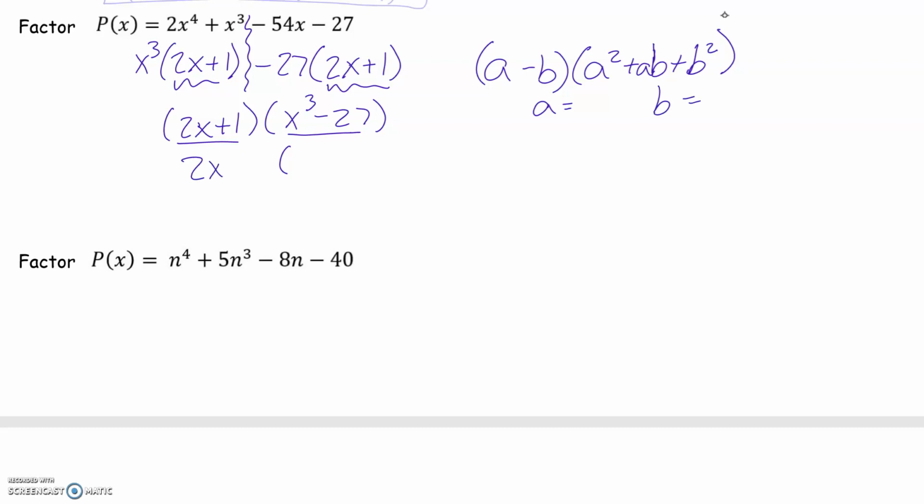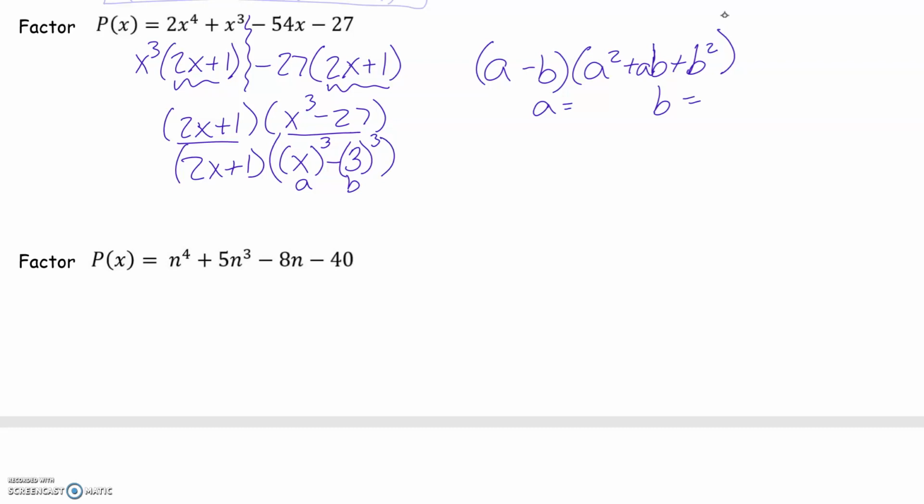I'm going to bring down this binomial, because there's nothing I can do or simplify with that. I'm going to simplify this further by saying x cubed minus 3 cubed. Okay, so there I identify what a and b are. Close parentheses, it just didn't look right.